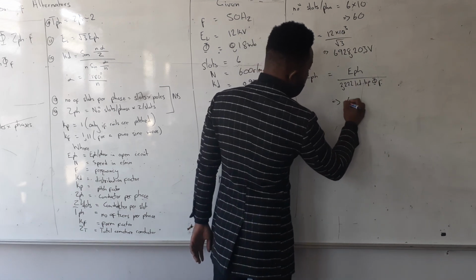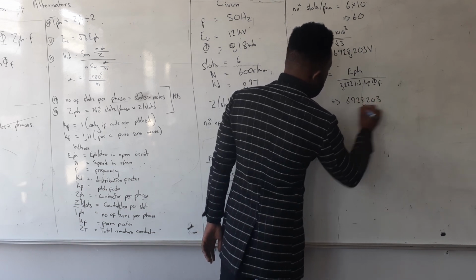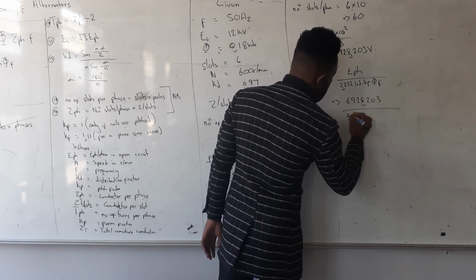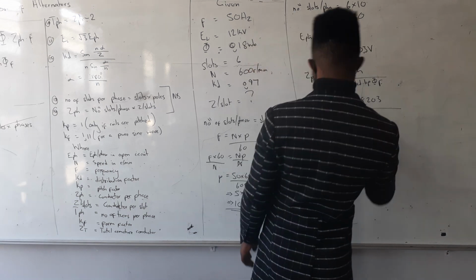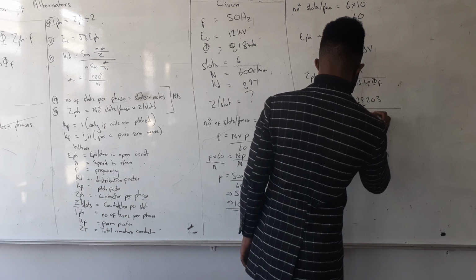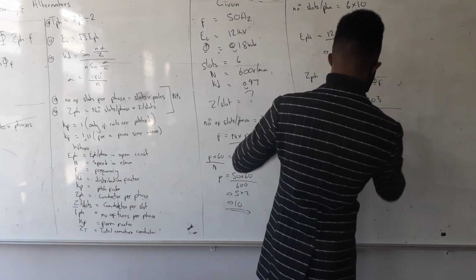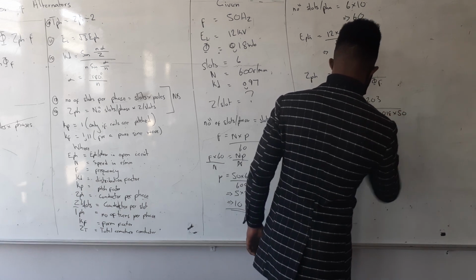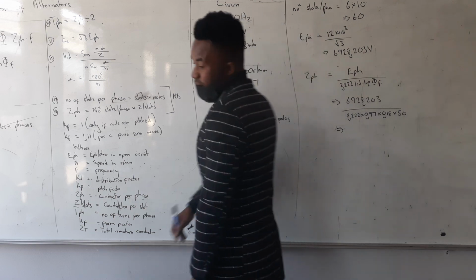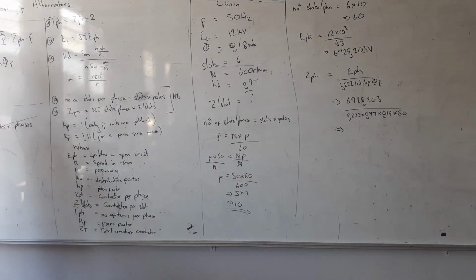And then this is 6928.203 divided by 2.222 multiplied by my KD, which is 0.97, then multiplied by the flux. What is my flux? 0.18, multiplied by the frequency of 50. Then you get Z phase.